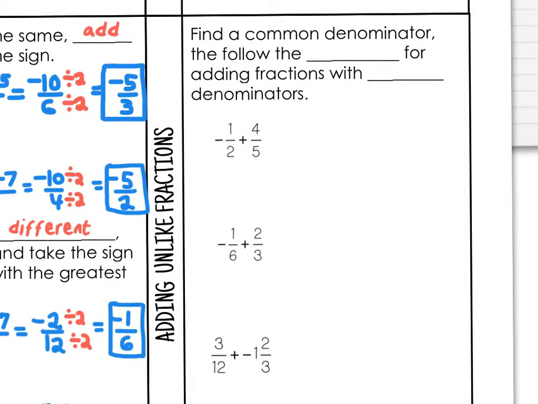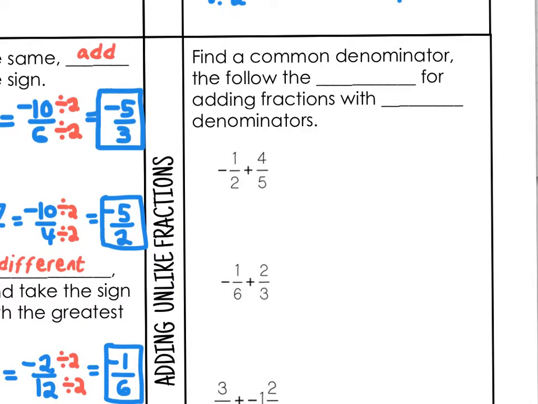Okay, now we're on the last box. The last box on the right is adding unlike fractions. So these take the most work, okay? So at the very top, here you're going to have it say, find a common denominator, then follow the rules for adding fractions with like denominators. So before we can combine the numerators, these two denominators have to be the same.